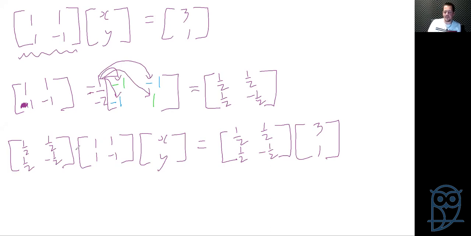Now, the amazing part about all of this is if you multiply a matrix with its inverse, you end up with the identity matrix, which is fantastic. But maybe you don't believe me. So let us quickly check that it actually works.